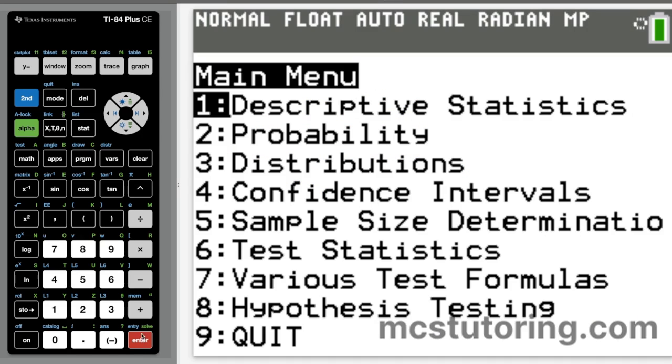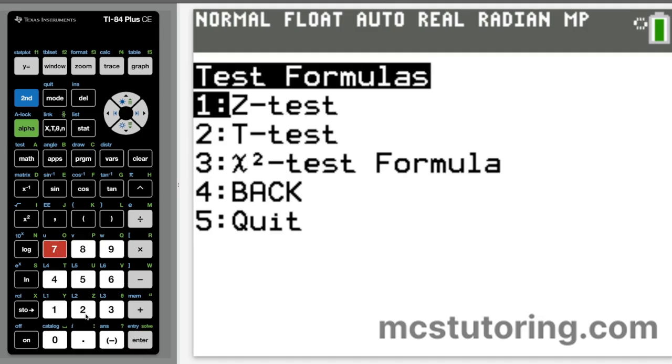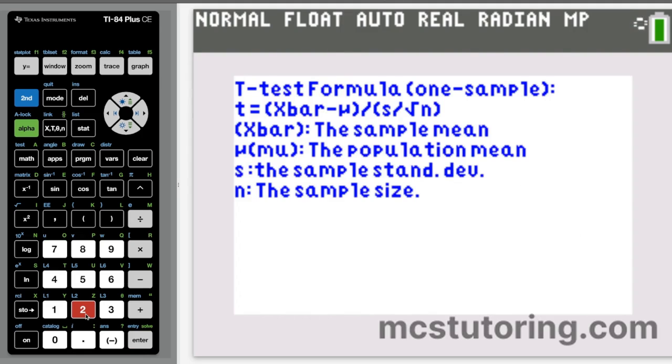We go back to the various test formulas, and let's look at a t-test. The t-test formula for one sample is x bar minus mu divided by s divided by root n. X bar is the sample mean, mu is the population mean, s is the sample standard deviation, and n is the sample size.